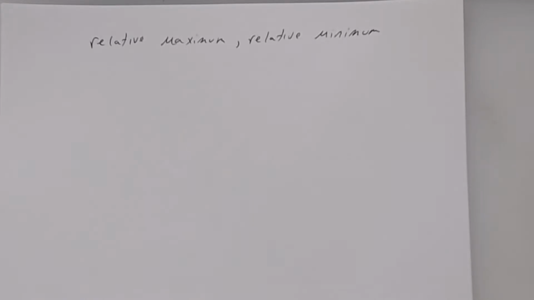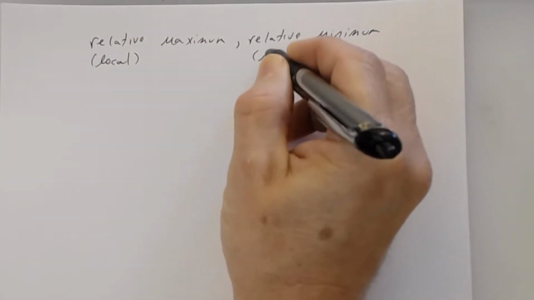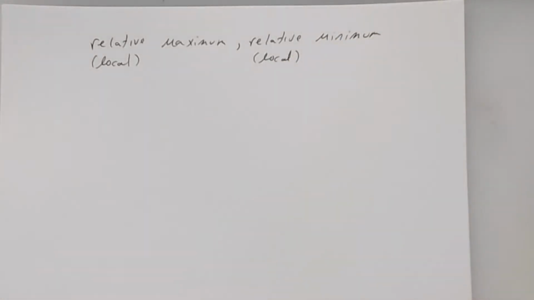Okay, so we're talking about relative maximum, relative minimum. Another word, depending on the textbook, that can be used for the word relative is the word local. So sometimes you may see the word local maximum, local minimum. Okay? Now here's the idea with regards to relative maximum, relative minimum.